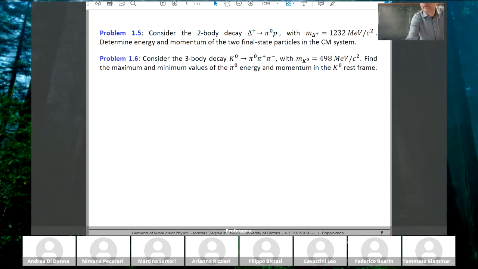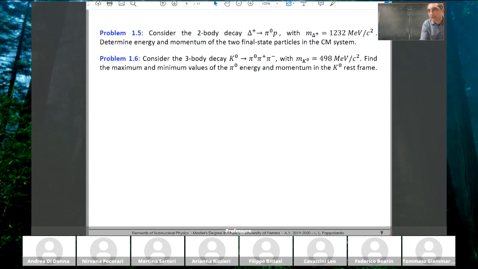Let's go on. 1.6. Consider the three-body decay K0 into pi0 pi plus pi minus, with the mass of the K0 provided here. Find the maximum and the minimum values of the pi0 energy and momentum in the K0 rest frame. Okay, so in the center of mass frame, essentially.